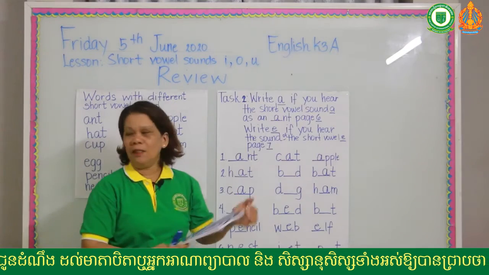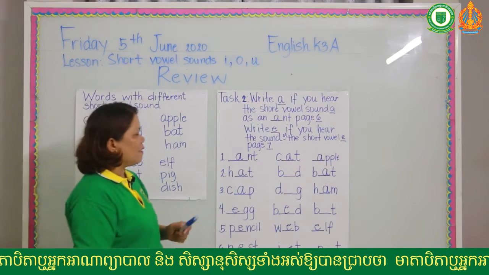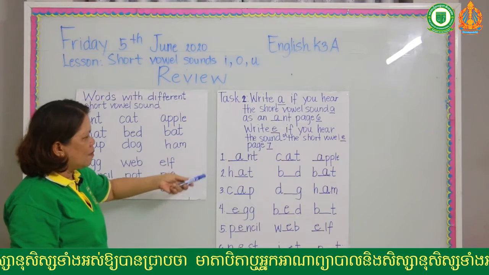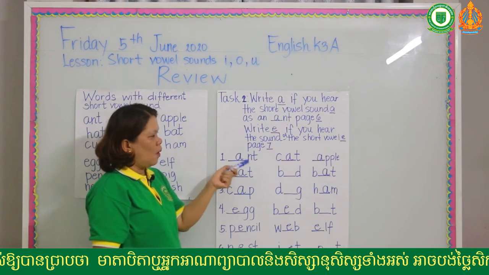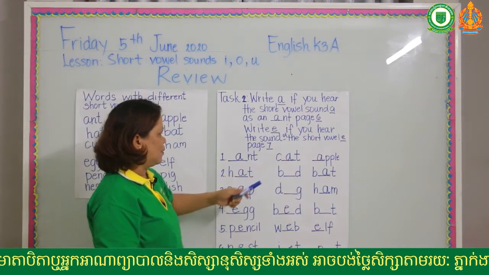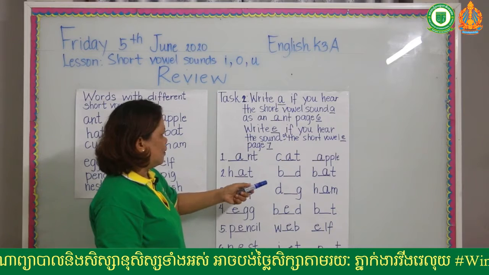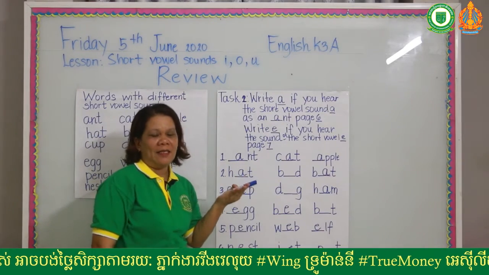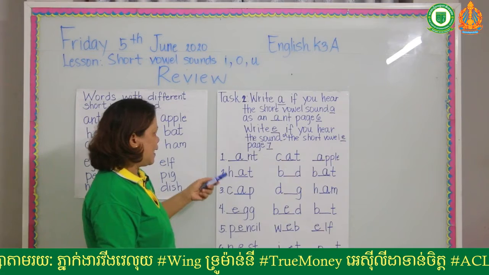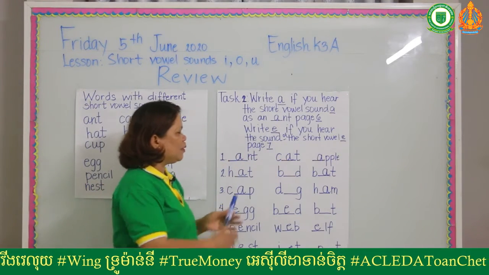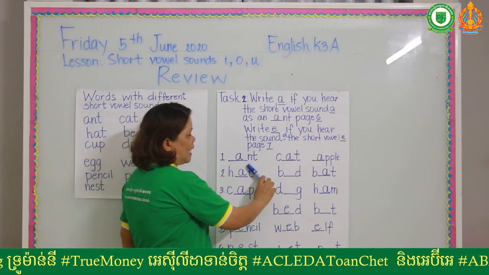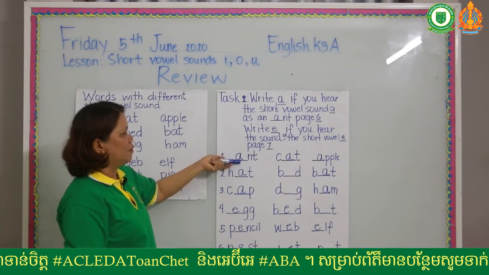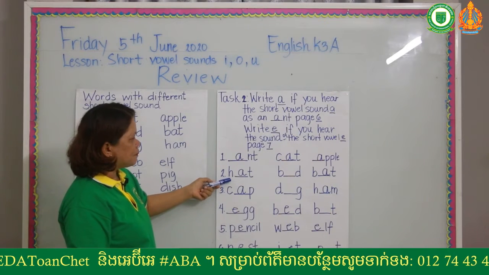Okay? And also, we have activities 1 and 2 that I gave you, but most of you wrote all the beginning, the middle sound, or the vowel sound, okay? The instruction is you just write A if you hear the sound of the short vowel sound A. Like in number 1, ant, cat, apple. You're going to write A because you can hear the sound of short vowel sound A.